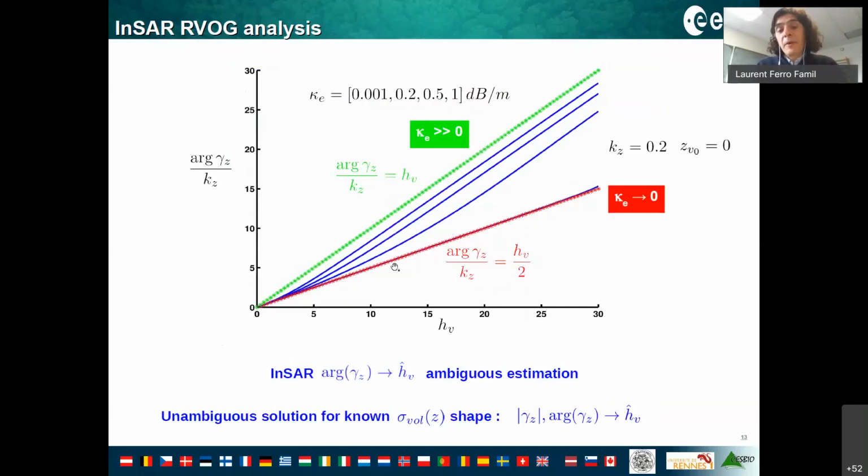If you look at the phase, you have the same phenomenon. When the extinction tends towards zero, you have this relationship: your phase is exactly the middle of the volume, and when the extinction is very large, your phase center goes toward the top of the volume, and you have a surface-like behavior. And you don't really know where you are between these two cases. But if you know you have an exponential-shaped reflectivity, using both the amplitude and phase of the coherence helps you to estimate its vertical extent. But you need to know that you have an exponential shape.